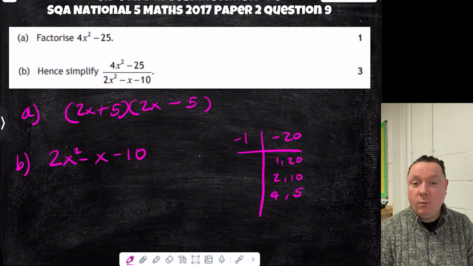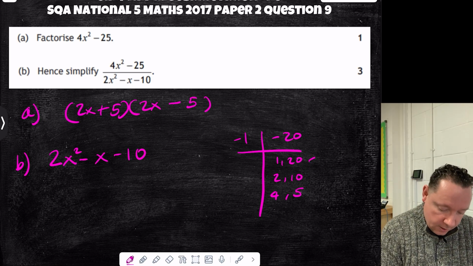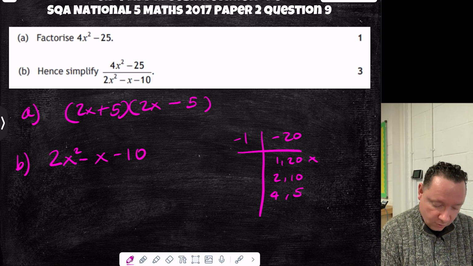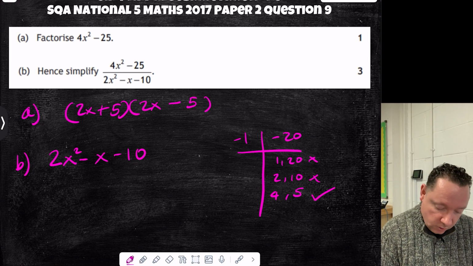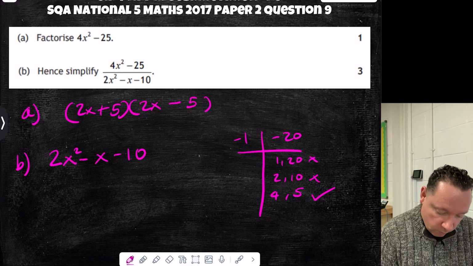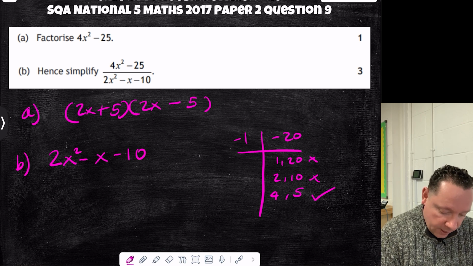Clearly, 1 and 20 will never add or take away to make 1. 2 and 10 will never add or take away to make 1. But 4 and 5 will. And I'm trying to make minus 1, so I'll just write down what sum makes minus 1 with 4 and 5. It would be minus 5 plus 4, and just a quick check, minus 5 times 4 is minus 20.